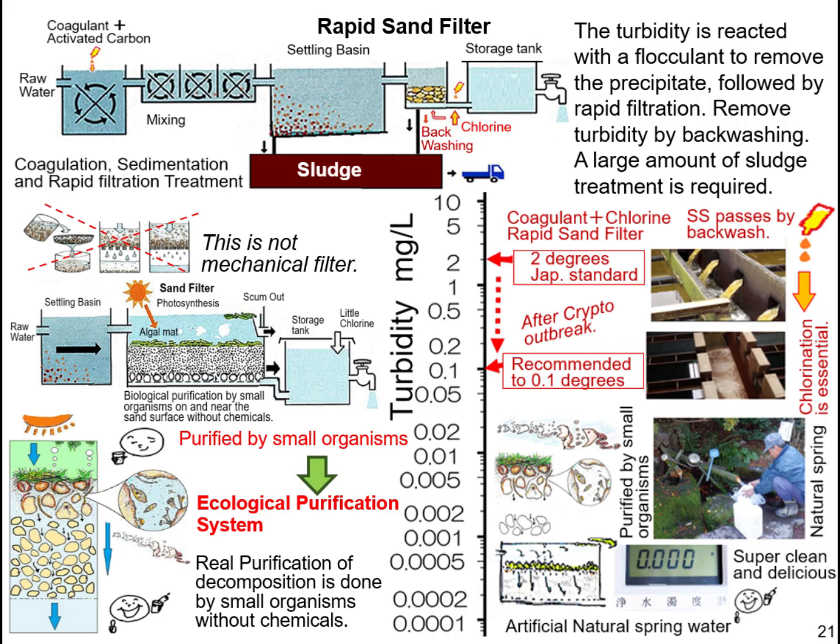In case of rapid sand filter, the turbid matter is reacted with a flocculant and is removed. A large amount of sludge treatment is required. In case of slow sand filter, polluted matters are purified by small organisms without chemicals. The key is gentle for small organisms. We have to call this a real ecological purification system. This is our technology for ours.